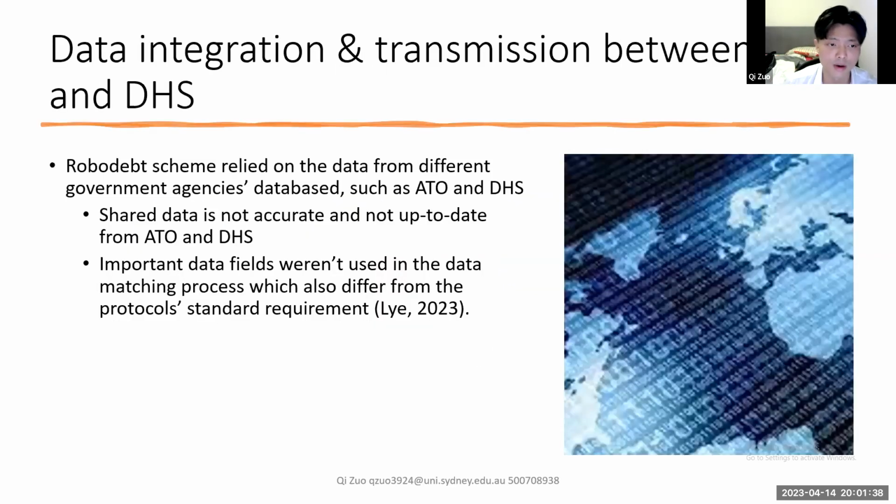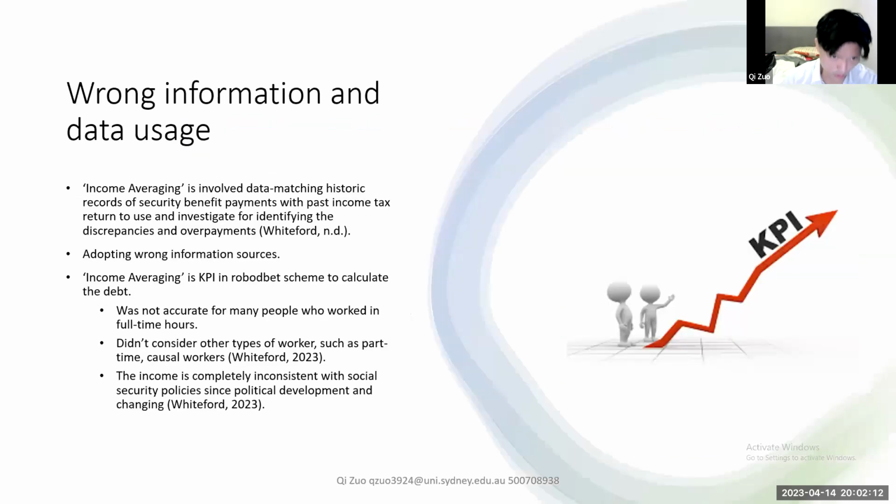The second thing is data integration and transmission between the two departments, ATO and DHS. The scheme relied on data from different government agency databases, such as the ATO and DHS. They shared data with each other to create the scheme, but it was not accurate and they weren't providing up-to-date data between them. Also, some important data fields weren't used in the data matching process, which also differed from the protocol standard requirements. And they used wrong information and data in the Robodebt scheme.